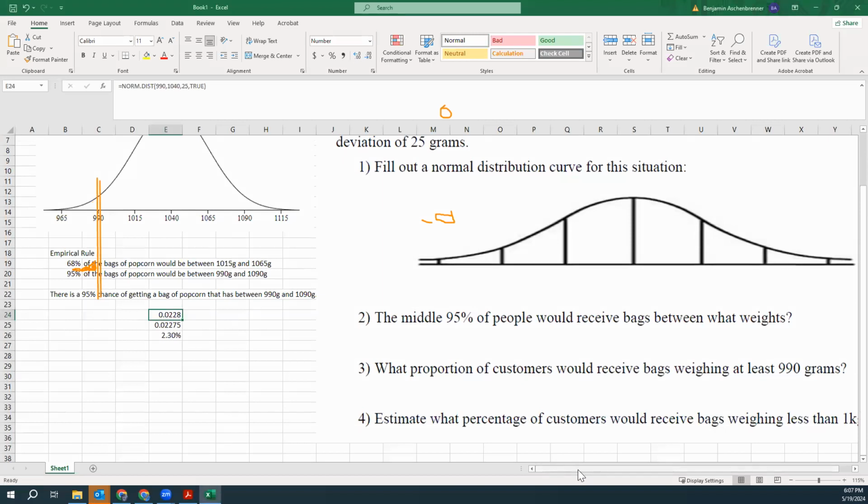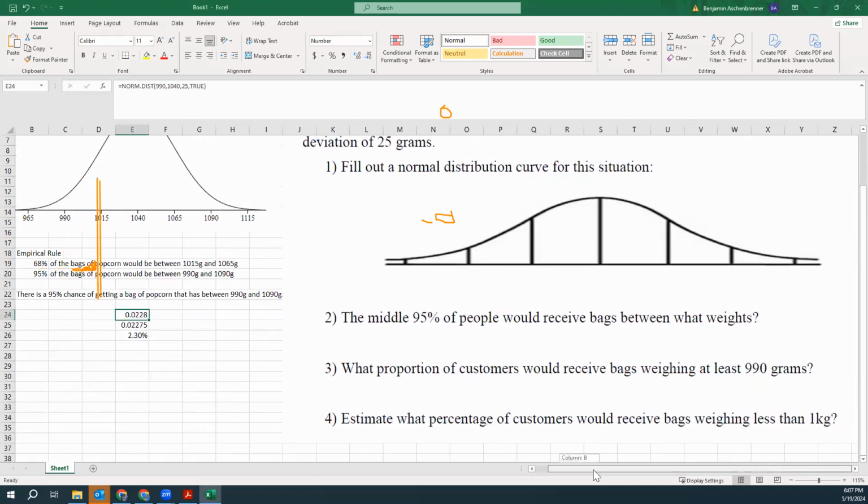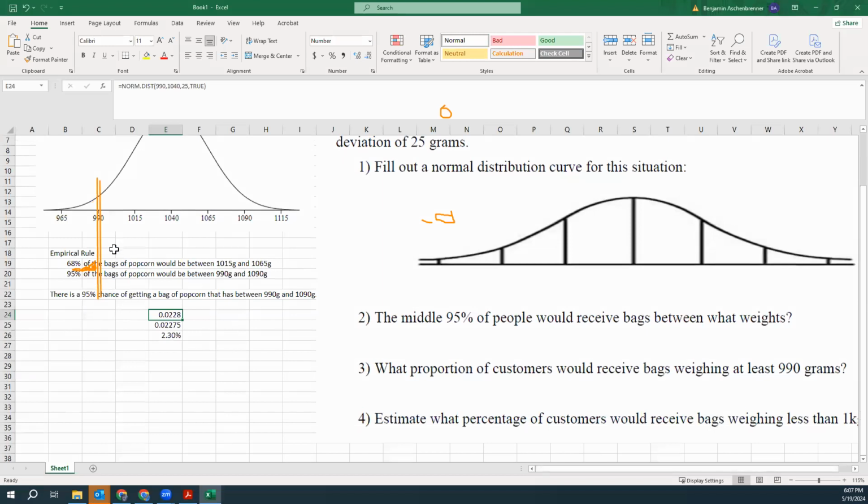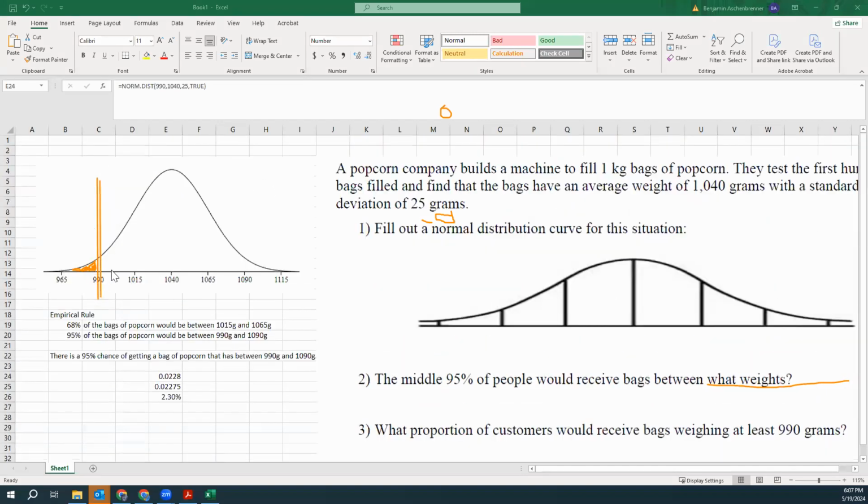Let's work out the next one. Estimate what percentage of customers with bags weighing less than 1 kilogram. Oh, sorry. And I actually answered this question backwards. So this is a good example of going back to reread the question before you move on. Receive at least 990 grams. That doesn't make sense because 990 grams is like the smallest little piece, and at least means more than, right? If I have to be at least 21 to buy alcohol, then I have to be 21 or 22 or 23. So at least 990 is actually the other side of this.